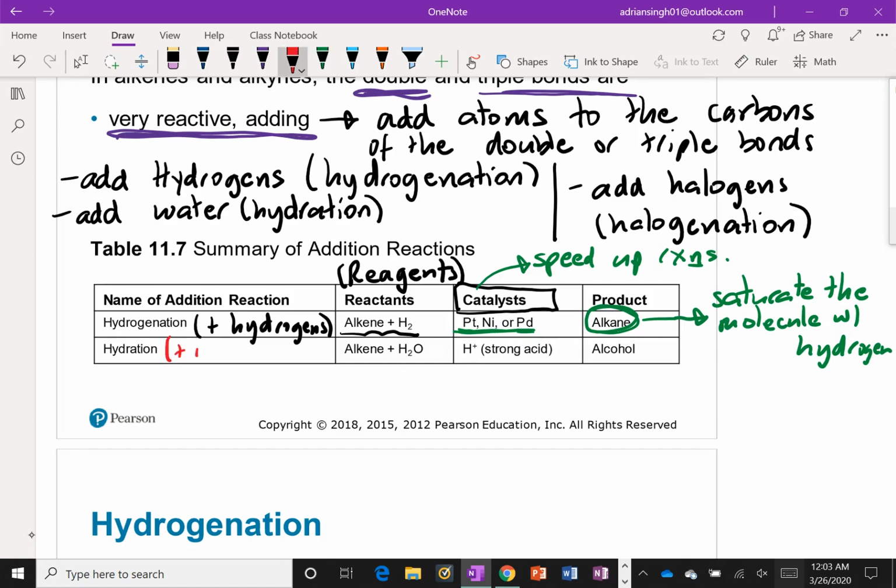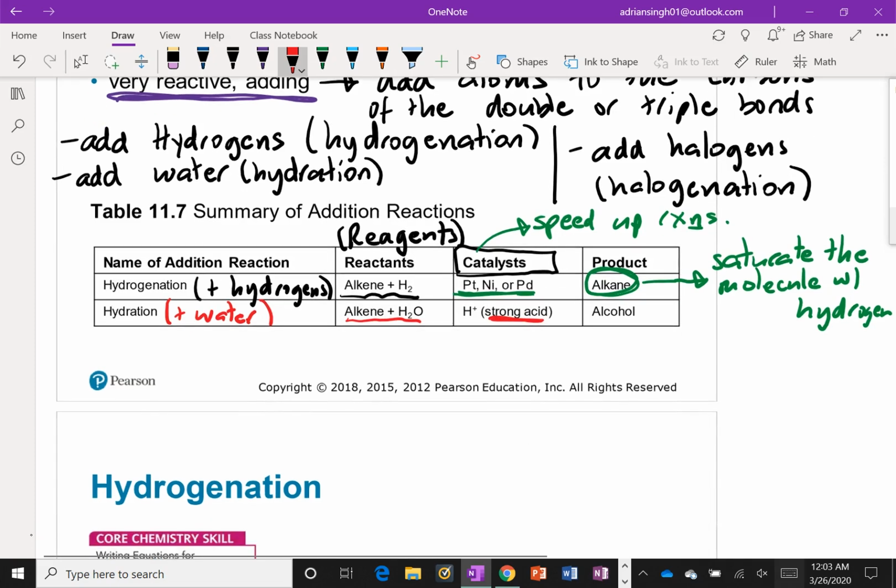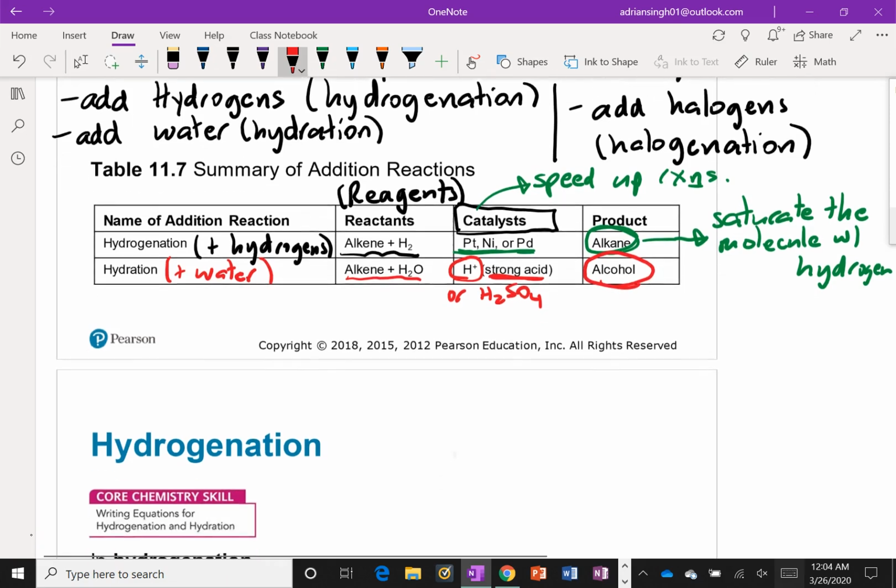Hydration, we're going to be adding water to the alkene. And in this case, we're going to need a catalyst, which is going to be a strong acid. There's a shortcut that we use to represent the acid. We just say H+. Right, if you remember back from chapter 10, acids are things that produce or give up protons or H+ ions. Sometimes you'll see just H+, or sometimes you'll see a strong acid like sulfuric acid. The corresponding product that we get is actually an alcohol. And we'll show you how that happens here in a second.